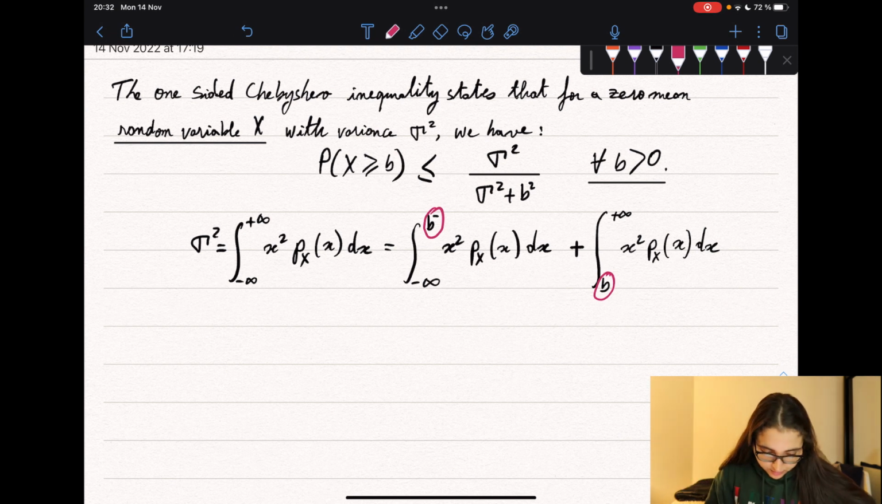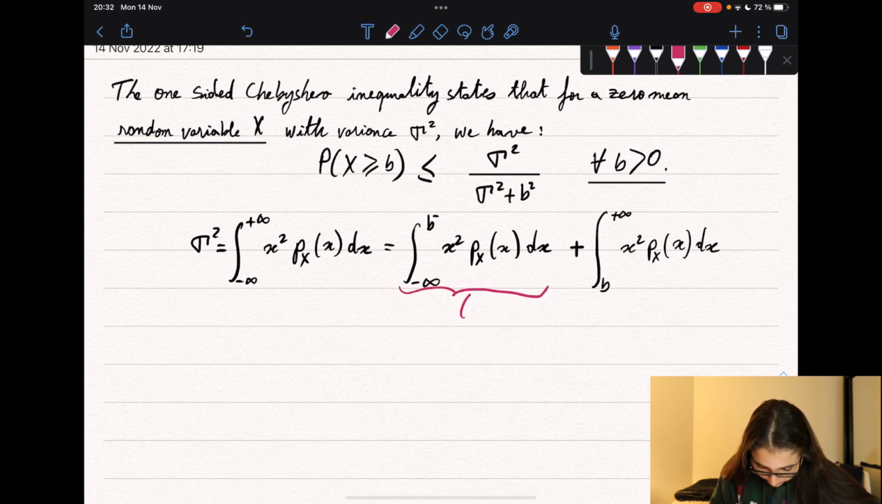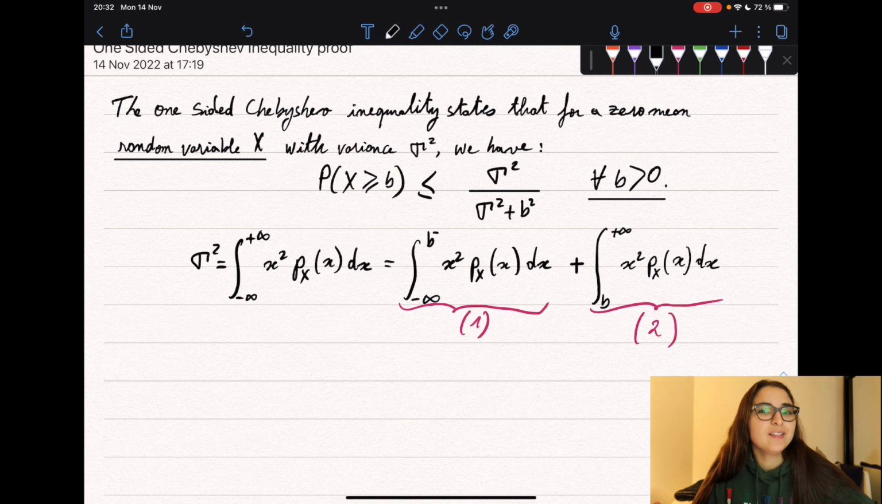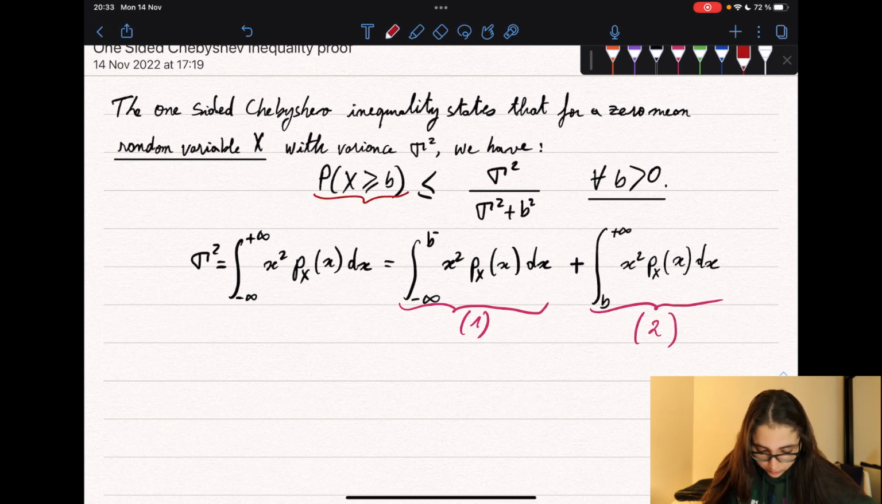So now let's just erase these two circles, and we're gonna call this integral number 1 and integral number 2. At this point, we're also going to give a name to this probability P of x higher or equal to b. We're going to call it beta, because in the end it is a constant.